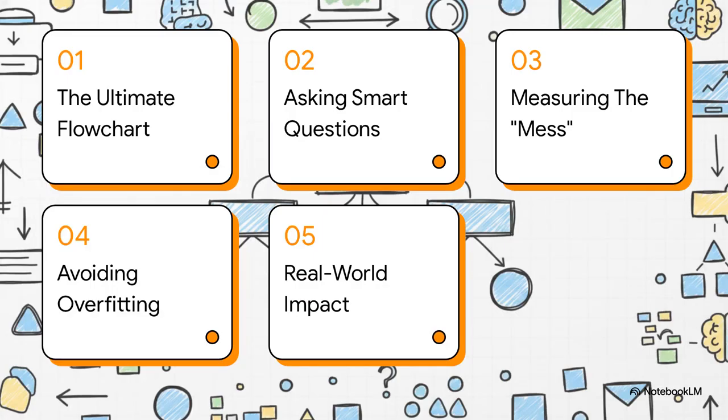First, we'll look at the basic idea, what I'm calling the ultimate flowchart. Then we'll figure out how the algorithm asks the smartest questions. After that, we'll see how it measures the mess to know if it's on the right track. We'll also cover how it avoids getting lost in the details. And finally, we'll see the massive impact this thing has had on the real world.